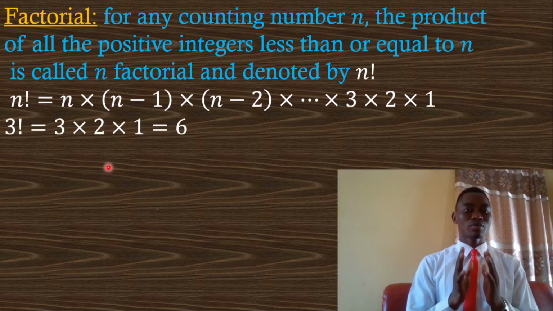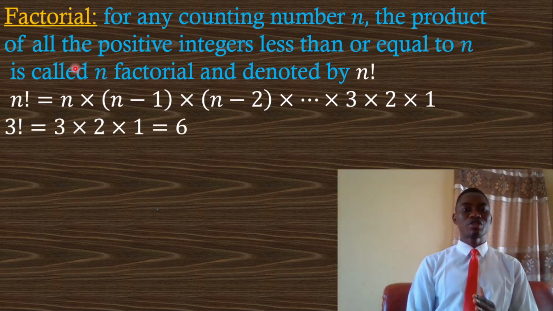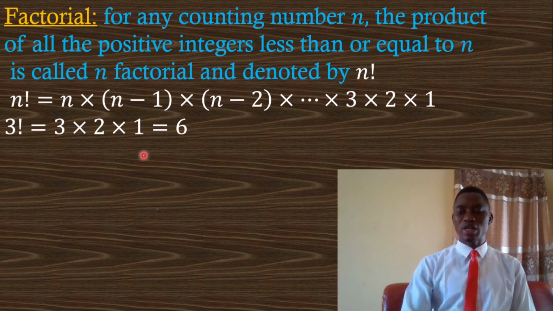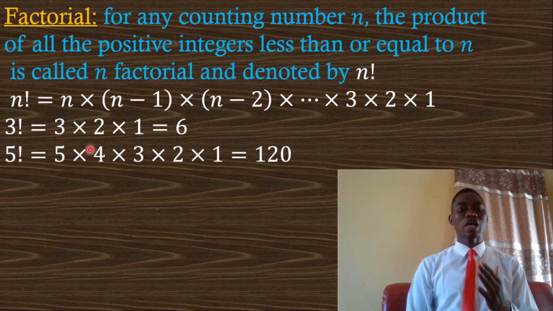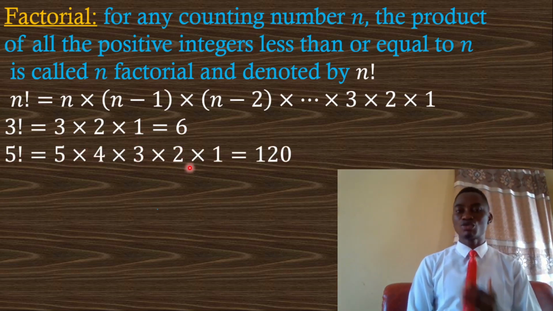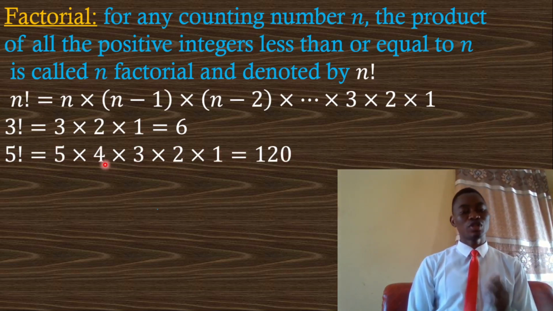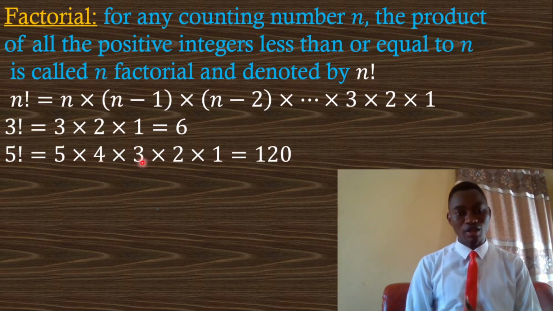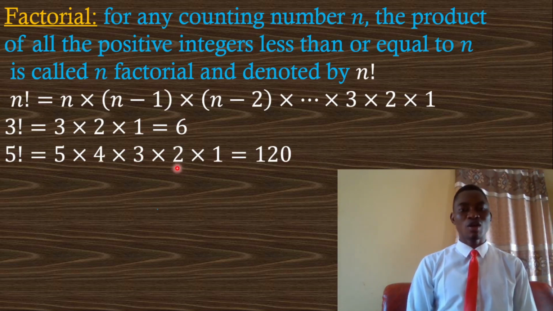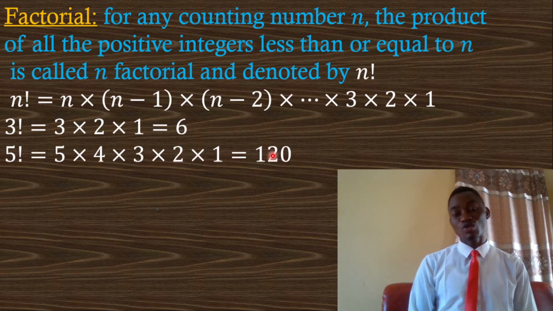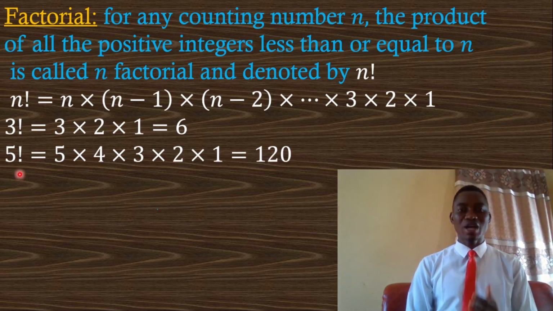If you have 3, 3 factorial means 3 times 2 times 1, and that gives us 6. Let's take another number. If we are taking the factorial of 5, it is 5 times 4 times 3 times 2 times 1, which is what? 5 times 4 is 20. 20 times 3 is 60. 60 times 2 is 120. 120 times 1 is 120. So 5 factorial is 120.